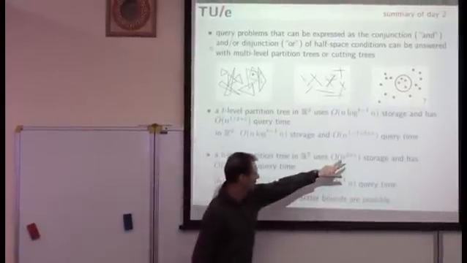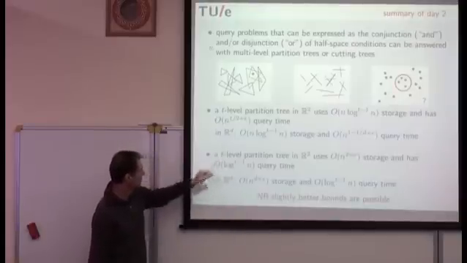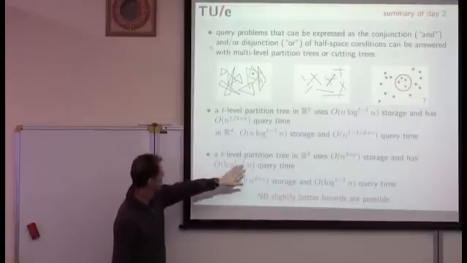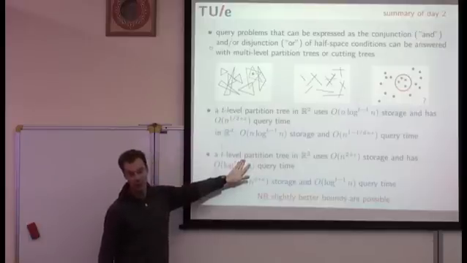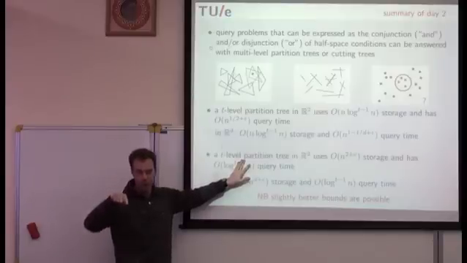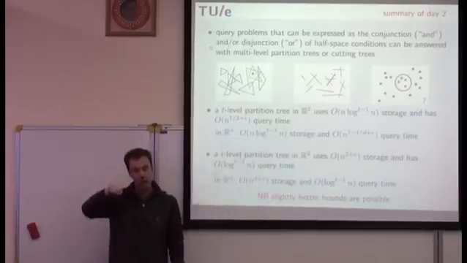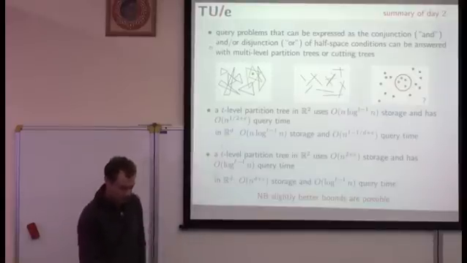Okay, it has n to the 2 plus epsilon storage, and if you have t levels, then this t minus 1 should also be t. It has log to the power t query time. Right, so if you have two levels, you get a log from the first level, and then for each of the nodes on the first level, you have to search in the second level.